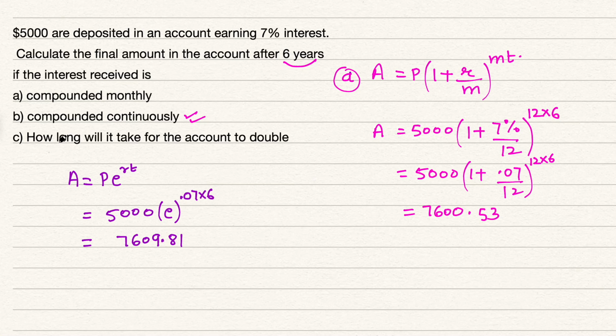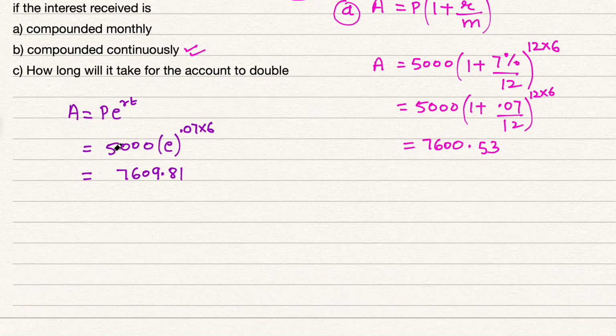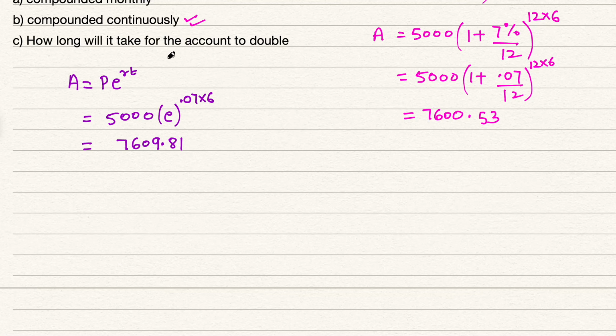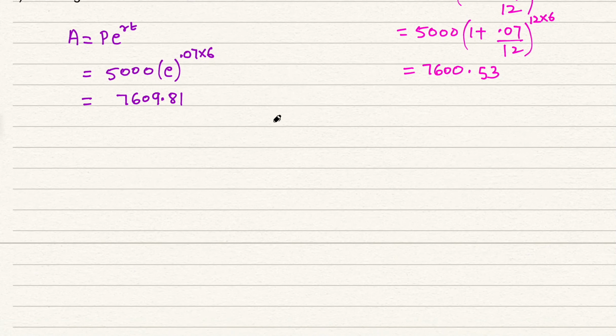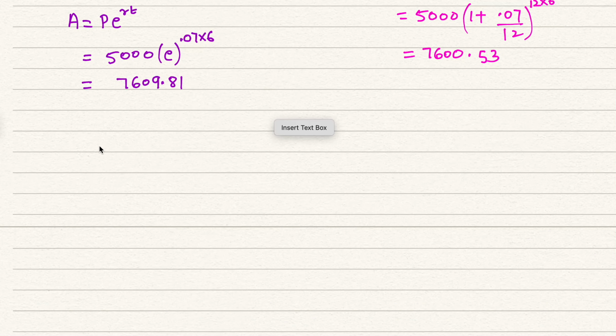Okay. What about the third option? How long? Now time is asked. How long will it take for the amount to double? Okay. So one thing is missing here. Let's take it like, if it is compounded monthly, how long will it take for the account to double if it is compounded monthly? Okay, so that means the amount is double.